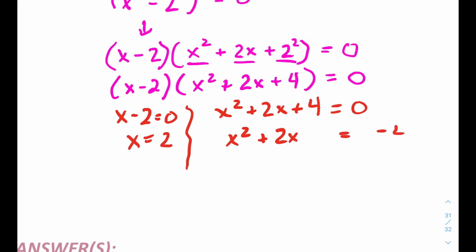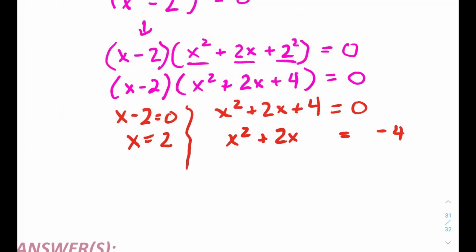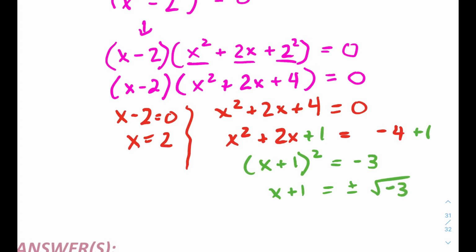So 4 is the wrong value to complete the square. If I cut the 2 in half and then multiply it times itself, if I add 1 to complete my square to both sides, then I can rewrite it as x plus 1 squared equals negative 3. Take the square root of both sides. You'll have x plus 1 equals plus or minus, make that i square root 3, and subtract 1 from both sides. x equals negative 1 plus or minus i times the square root of 3.